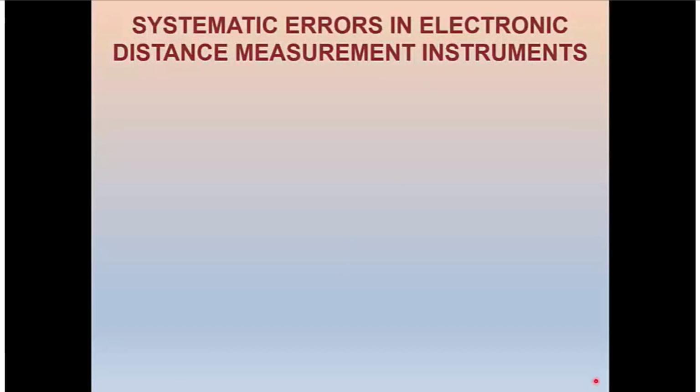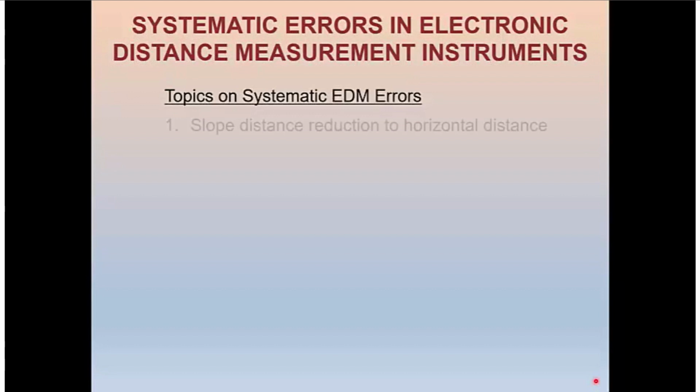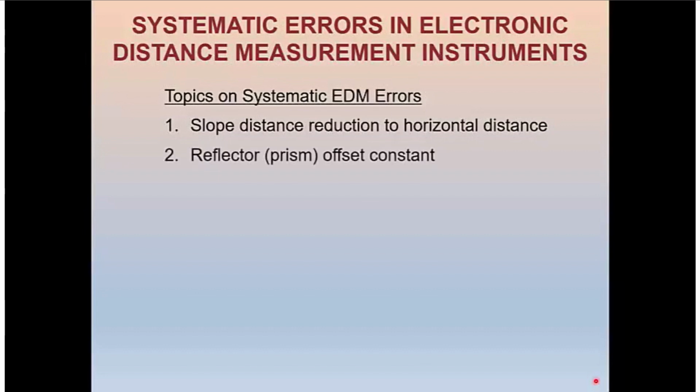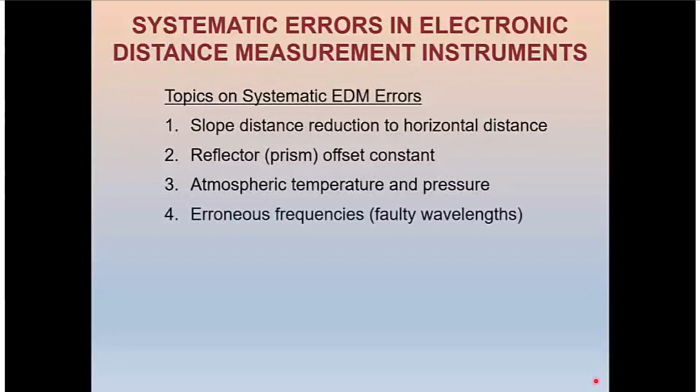Errors in electronic distance measurement instruments. The topics that we'll discuss in this video include slope distance reduction to horizontal distance, the reflector or the prism offset constant, atmospheric temperature and pressure issues, and erroneous frequencies in the EDM instrument itself.